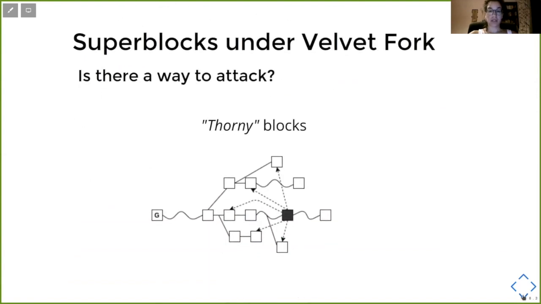Now we are going to call these adversarially generated blocks thorny blocks, because if you see in this example, this extreme case where we have many superpointers that point to blocks of many different fork chains, it resembles thorns of a bush. So we will call them thorny blocks.